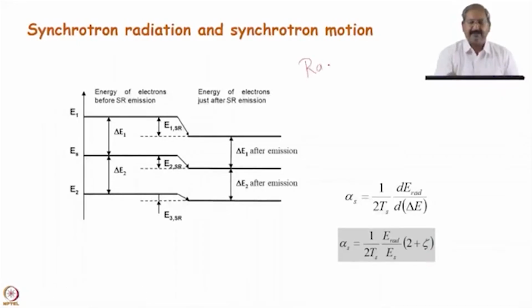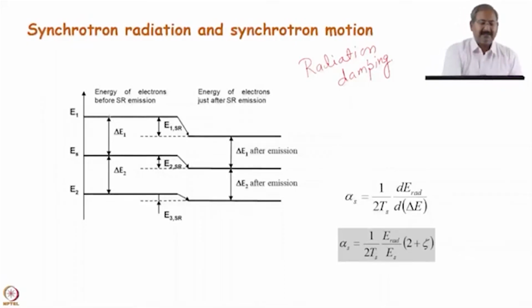Radiation damping, means emission of radiation, helps us because it makes beam sizes smaller. So if we inject a larger beam size in a synchrotron radiation source or electron machine, it damps out after a certain period and becomes smaller.